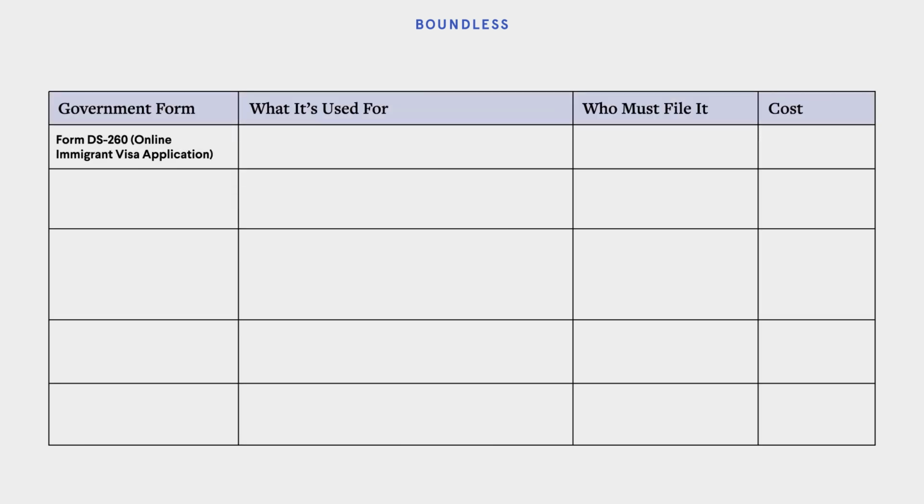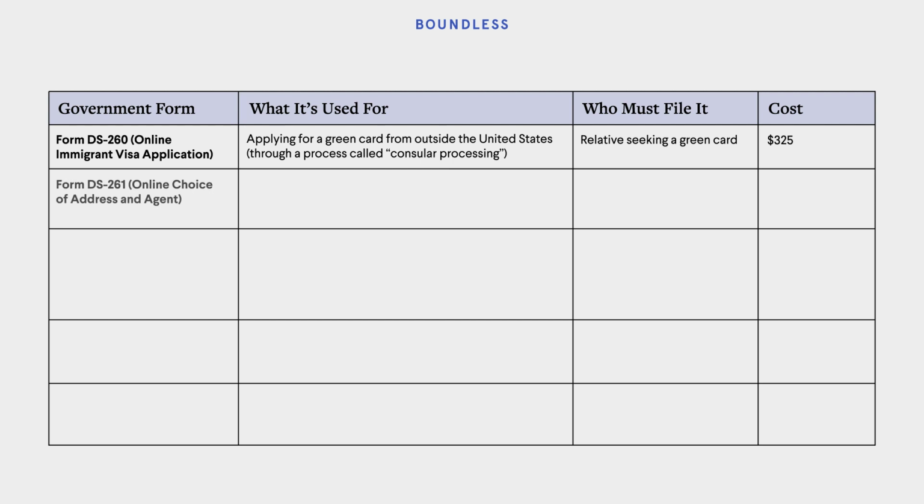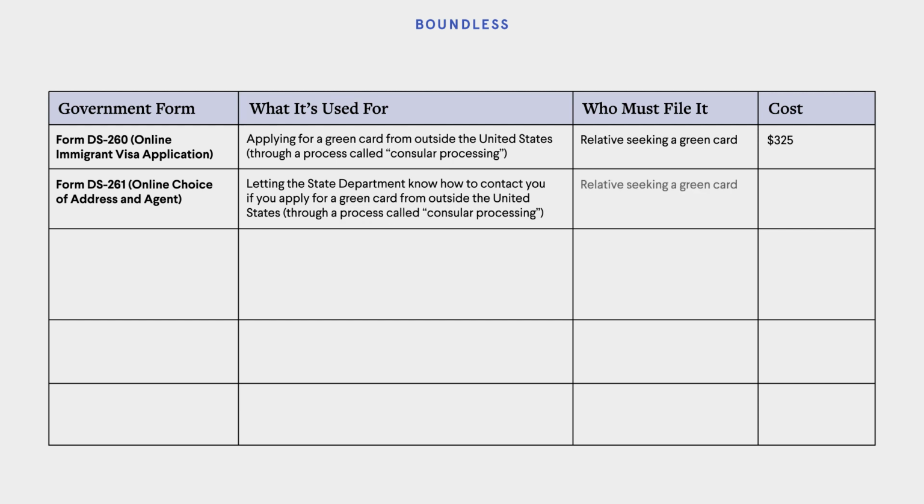DS-260, Online Immigrant Visa Application. This form is used when applying for a green card from outside the United States through a process called consular processing. It must be completed by the person seeking a green card, and it costs $325. DS-261, Online Choice of Address and Agent. This form tells the State Department how to contact you if you're applying from outside the U.S. It must be completed by the person seeking the green card, and this form has no associated cost.